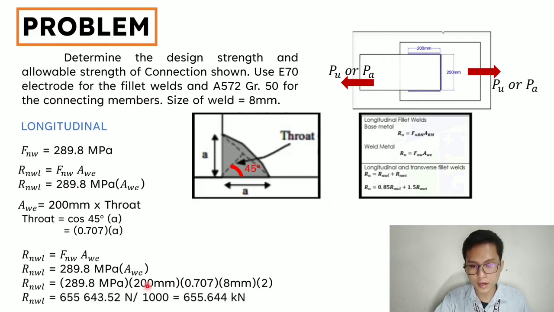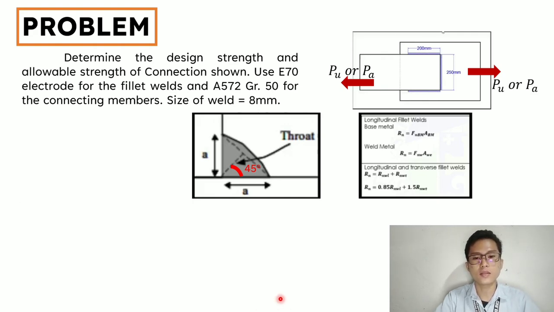We will now get 655,643.52 newtons. By dividing it by 1000, we will get 655.644 kilonewtons. It is only for our longitudinal fillet welds.